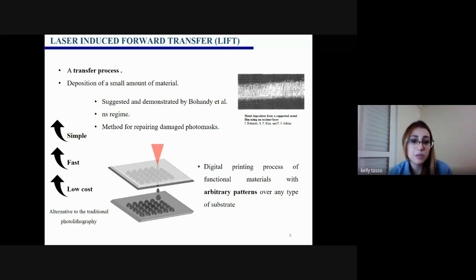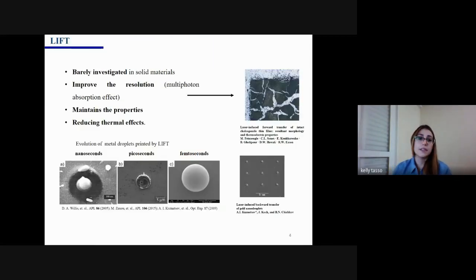The technique is simple, fast, of low cost, and also an alternative to the traditional photolithography with no need of photomasks and clean rooms. The technique is little investigated in solid materials due to the difficulty of controlled deposition, and has been applied with femtosecond laser pulses to improve the resolution of the deposited structures due to the multiphoton absorption effect, maintaining the properties of the donor material by reducing thermal effects.